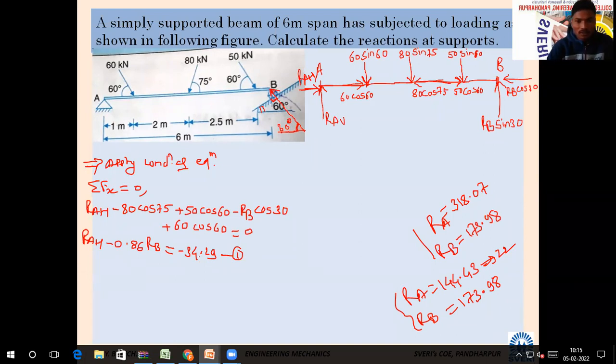But as we are online, at least I want 5-6 students to tell the answer. If someone's answer is going wrong, immediately you have to tell me, sir, my answer is this. Then we will see where you have committed the mistake. So what I have told, you have to calculate this first term, minus 80 cos 75 plus 50 cos 60 plus 60 cos 60. Once we put it on the other side, we should change its sign.